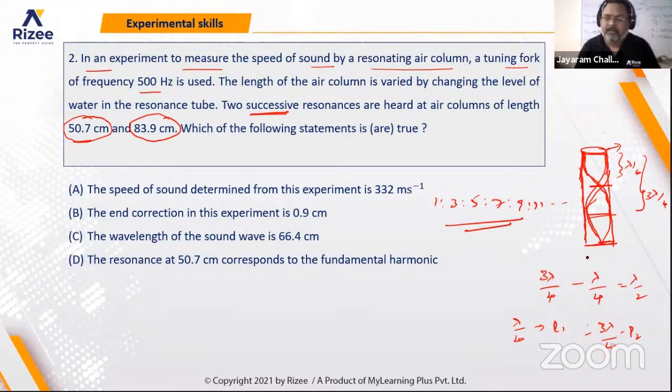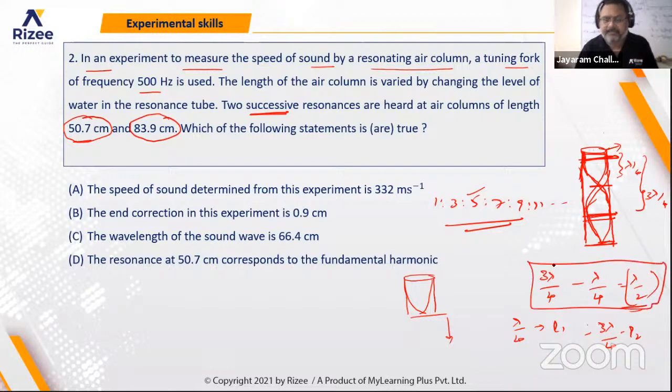Generally in the experiment, you first pour the water such that only lambda by 4 occurs. Then you decrease the level of the water such that 3 lambda by 4 occurs. You decrease the level further to get 5 lambda by 4, and so on. The difference between any two successive resonance lengths is lambda by 2. This is the information we need right now. Here the question gives the successive lengths, and the difference between any two successive lengths should equal lambda by 2. That is the important thing.